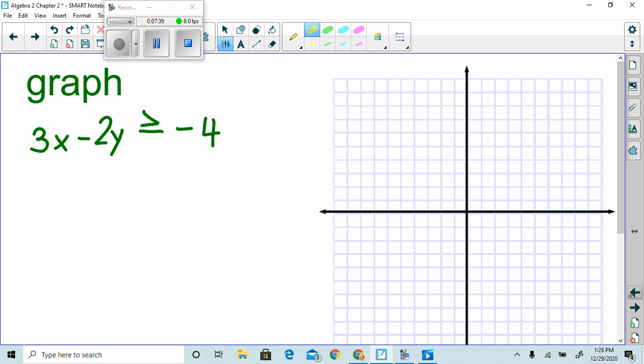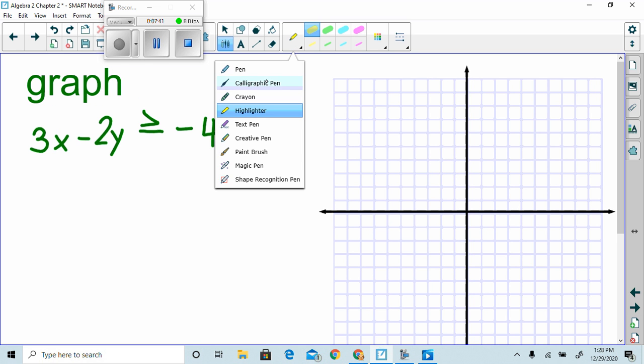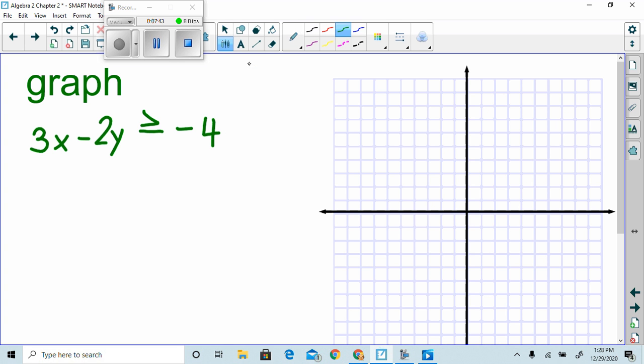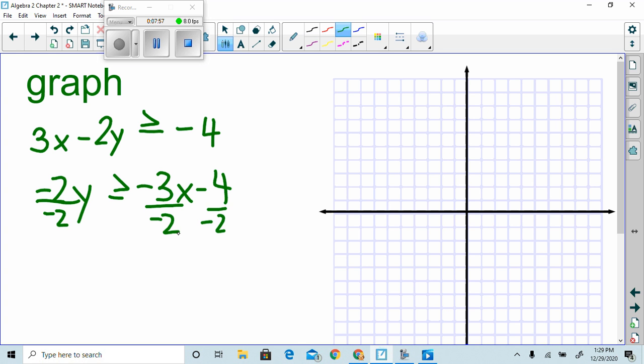Here's one that's not in the right form, and it's good for us to practice one of these as well. I need to isolate y, so I'll get started by subtracting 3x over to the other side. And then we'll divide by negative 2. And I'll get y is, now because I was dividing by a negative, I have to reverse the direction of my inequality.